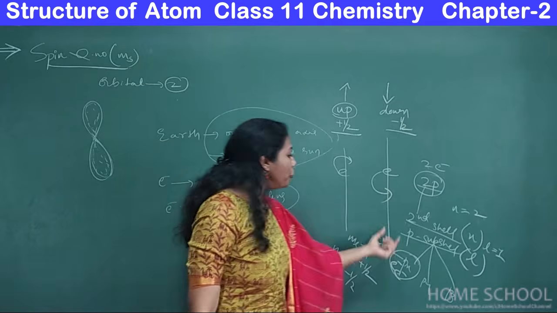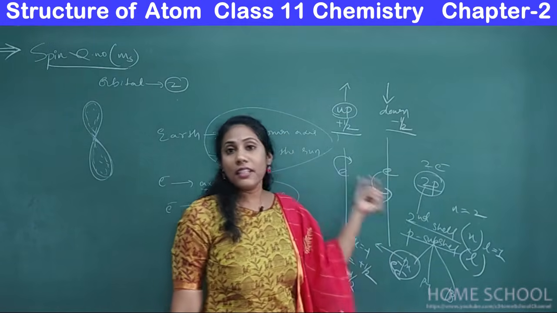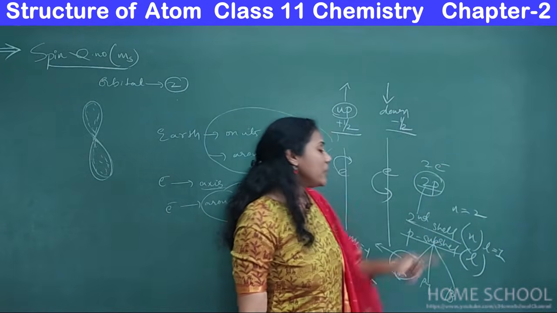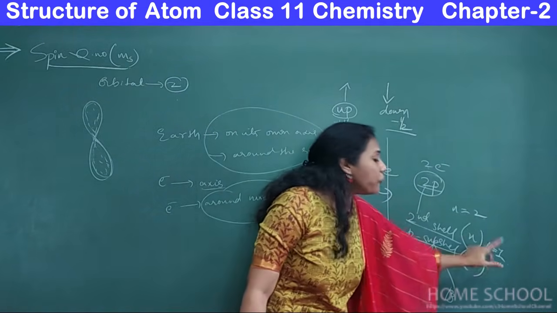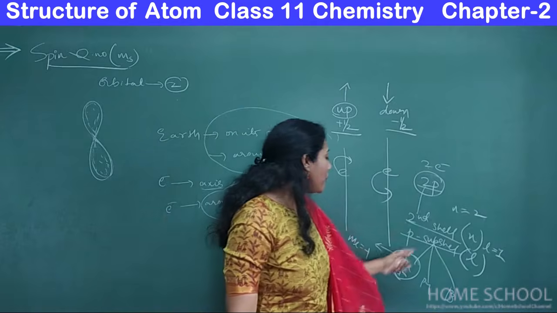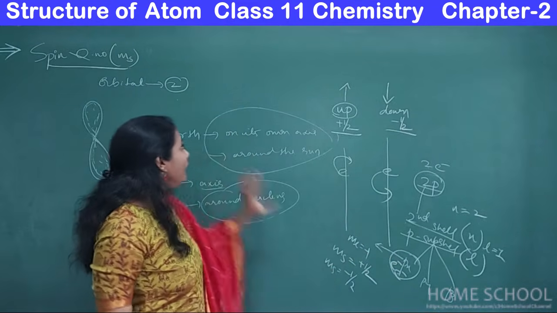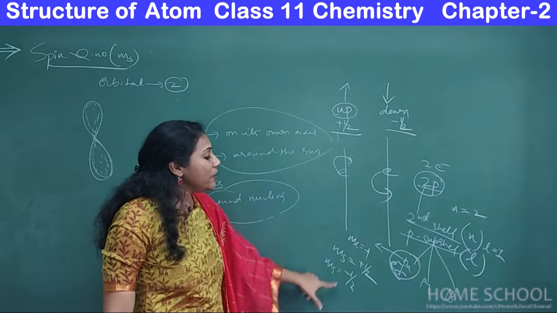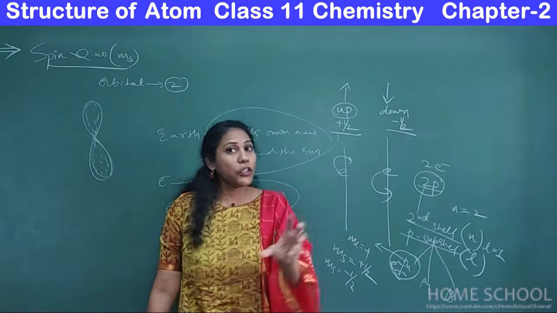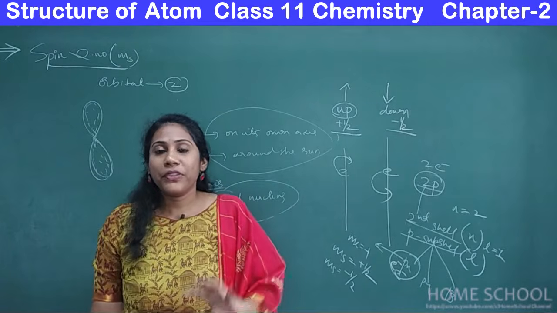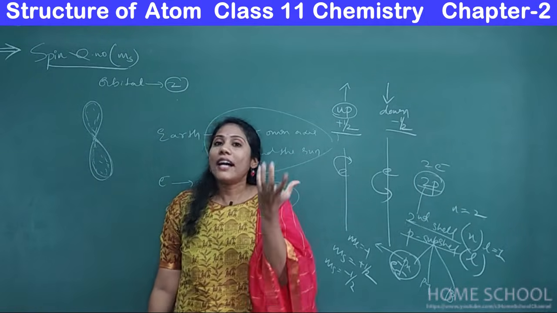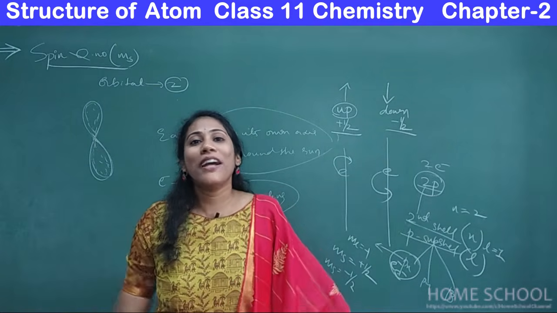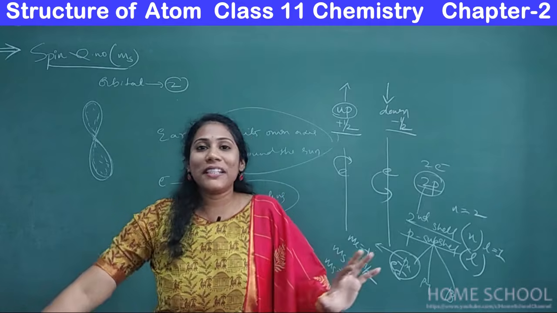So the 2 electrons present in a single orbital can have the same value for principal quantum number, the same value of azimuthal, the same value for ml, but they cannot have the same value of ms. So ms will be different for the electrons present in the same orbital. If one rotates clockwise, the other rotates anti-clockwise. So that's all about the spin quantum number and the 4 quantum numbers.